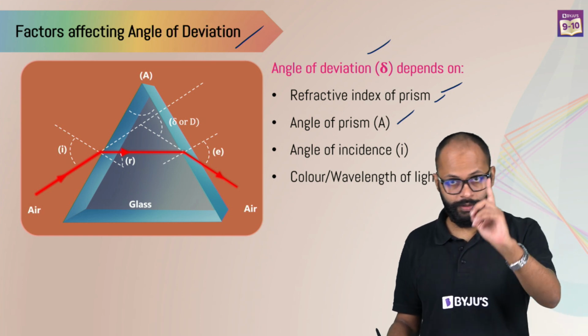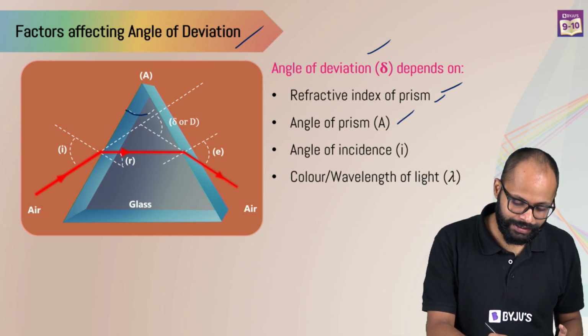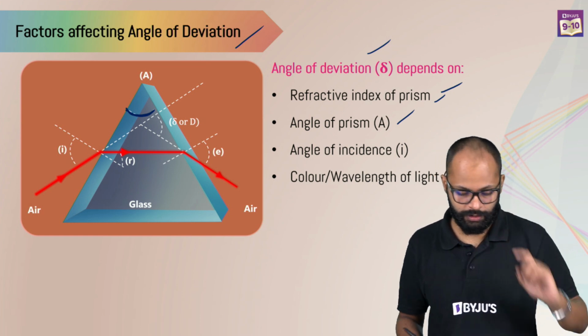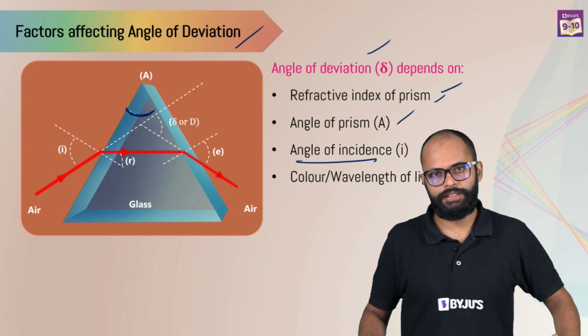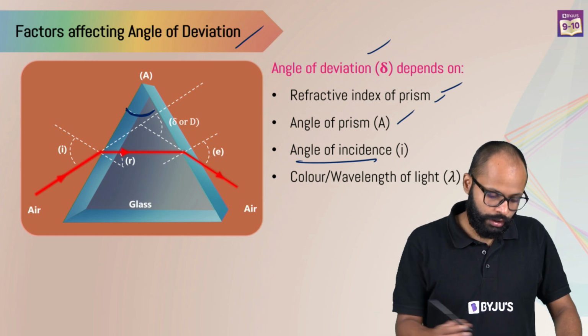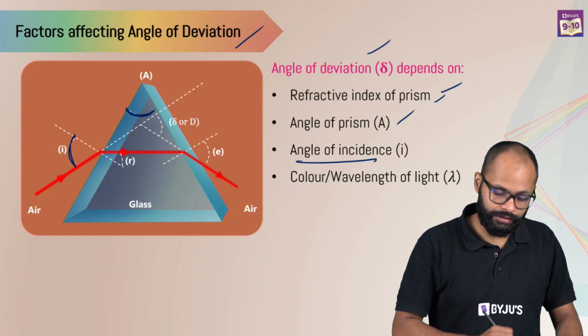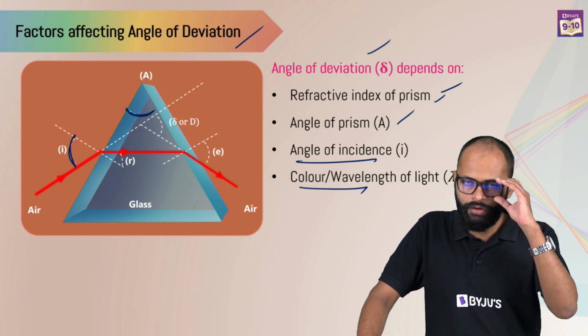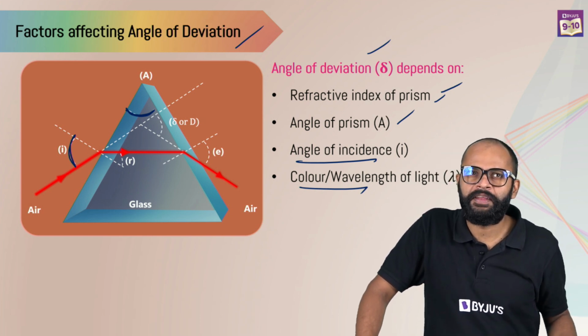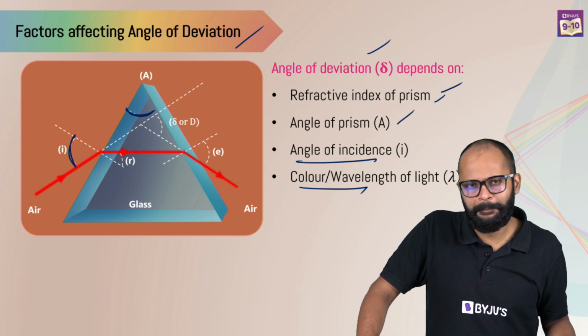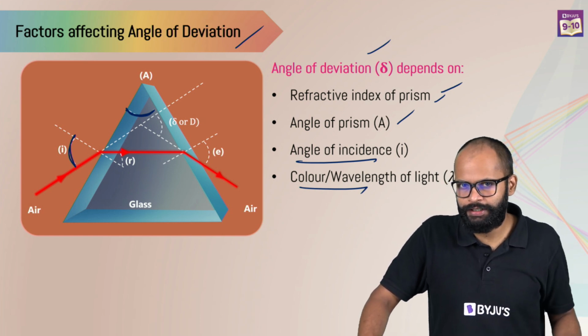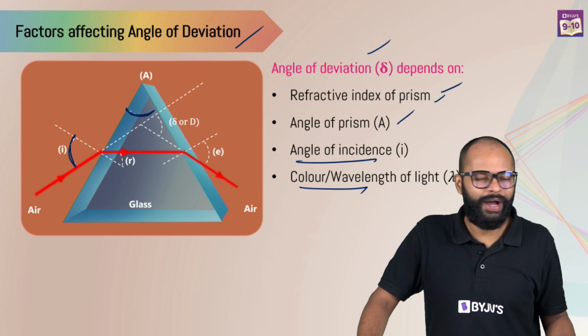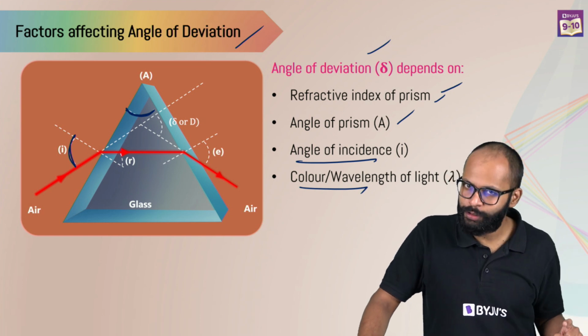Nice. It depends on refractive index. Angle of prism also it depends on, right? Which angle? This angle, right? It depends on the angle of prism also. Angle of incidence. It depends on the angle of incidence also. What is this angle? Next is the color or wavelength of light. Now, this color or wavelength of light becomes important because every color, every wavelength does not bend equally. Why I'm saying this? Because we are going to talk about it, right?